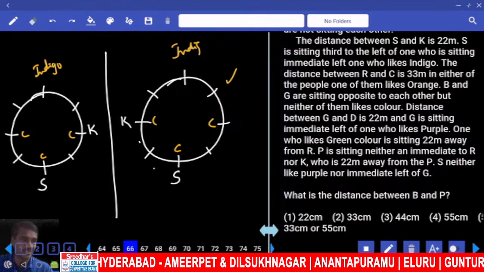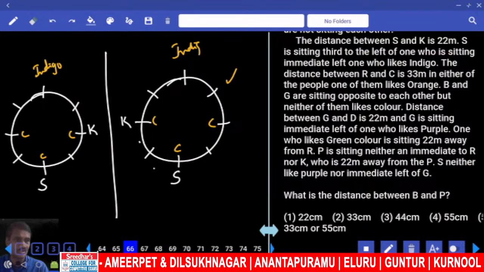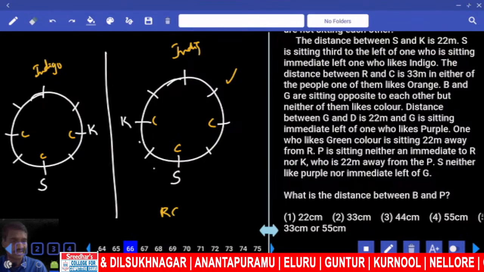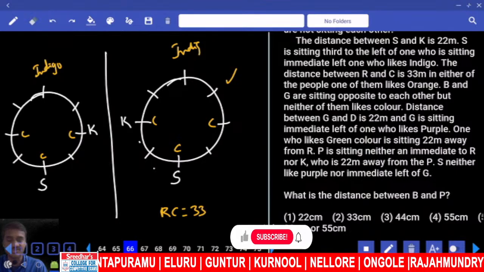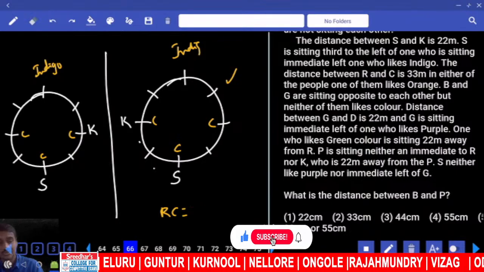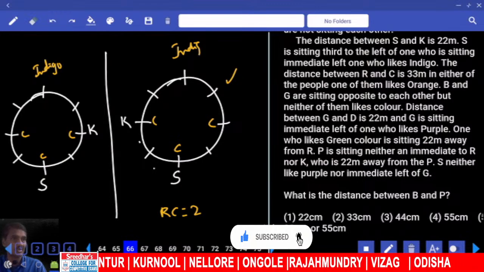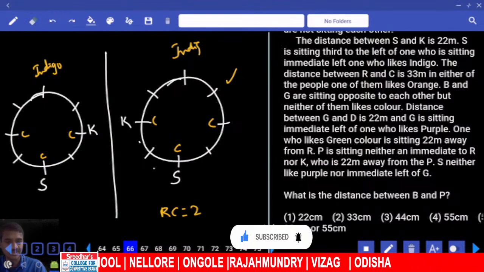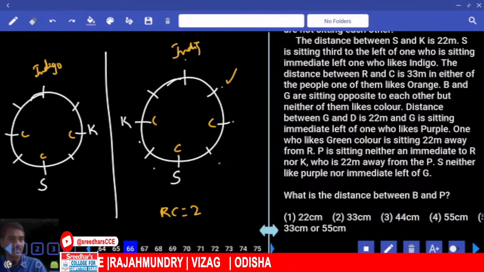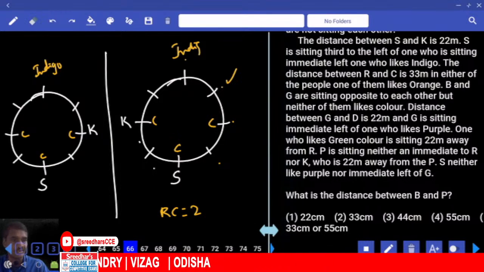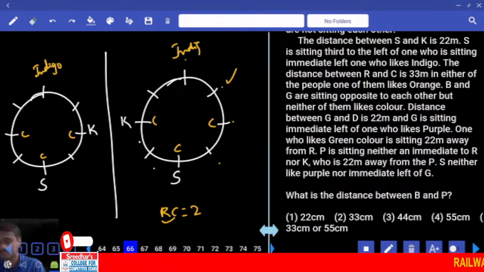Then the distance between, one is sitting immediate left. Distance between R and C is so much. R and C is 33 meters. 33 meters means how many persons in between? There are two persons in between. Clear? R and C, suppose R is here. 1, 11, 22, 33. Two persons in between. And R and C, either of the people, one of them likes orange. Either R or C likes orange.